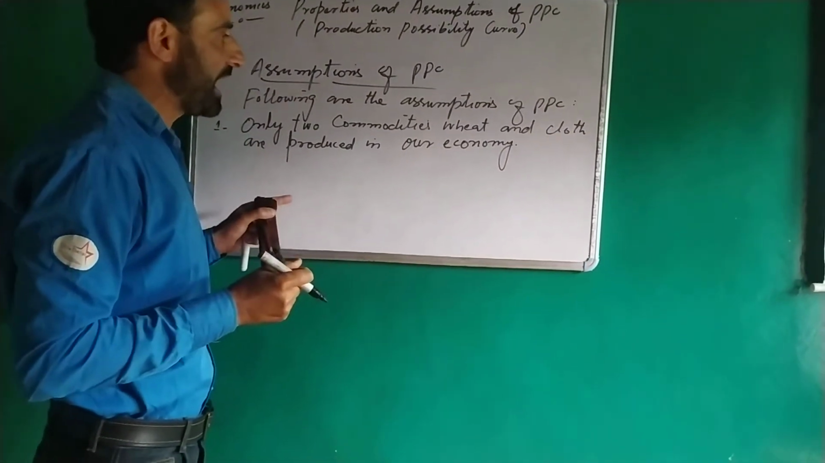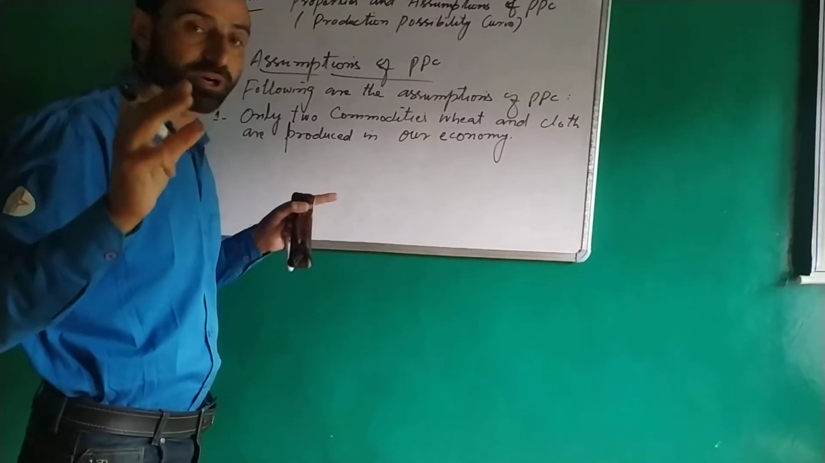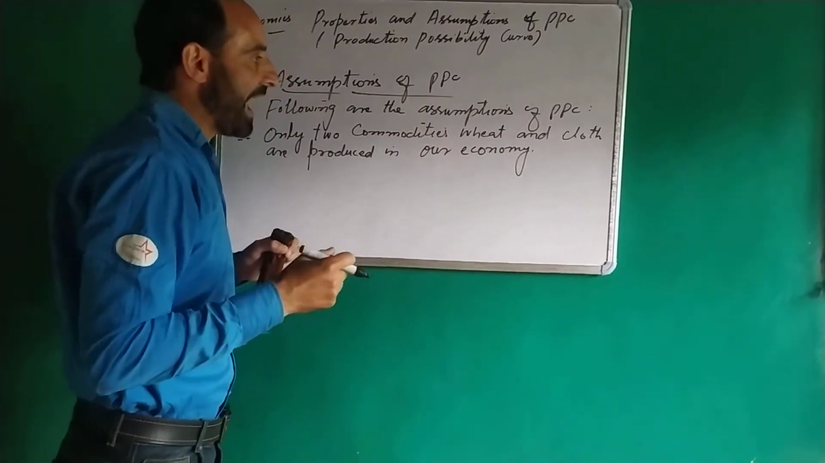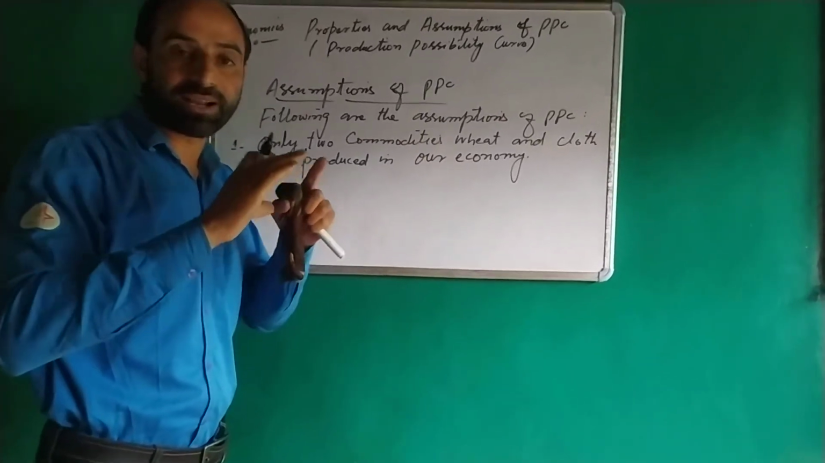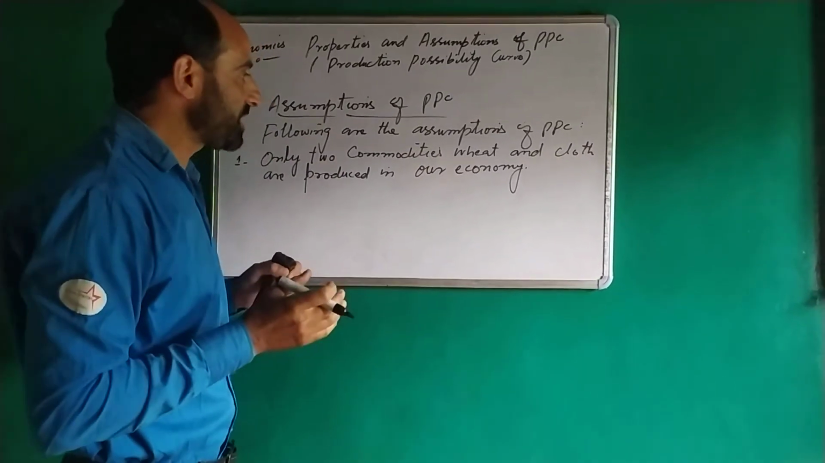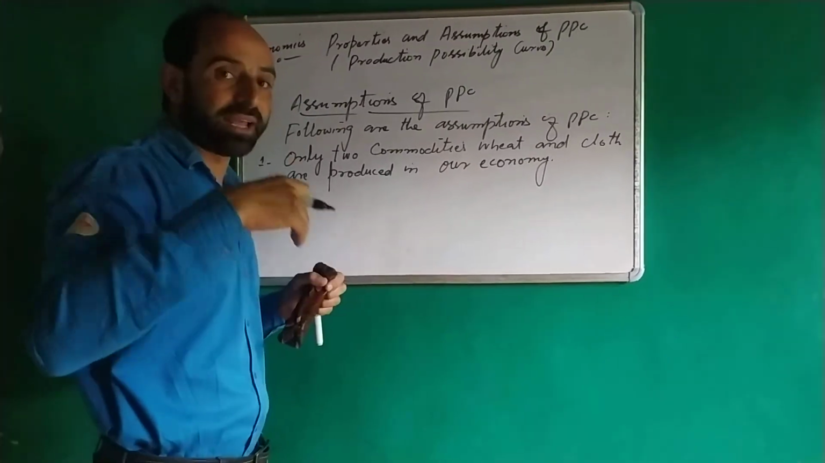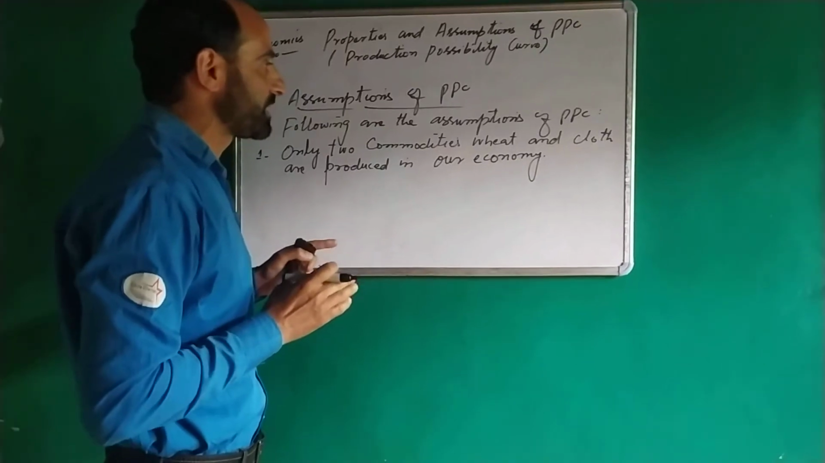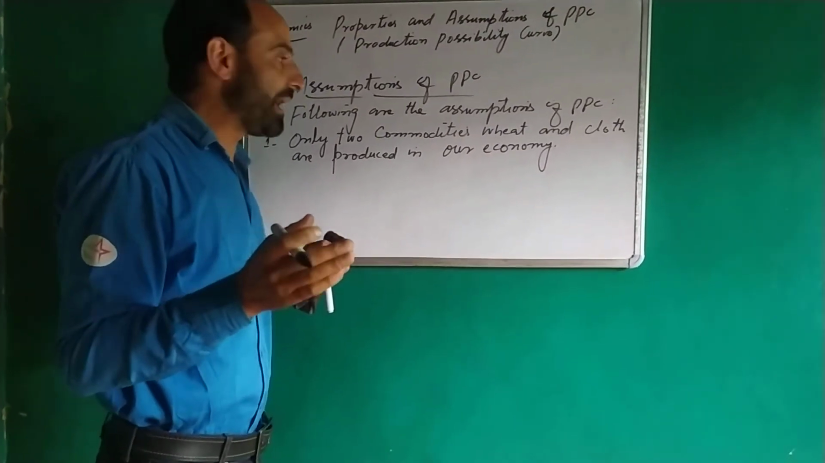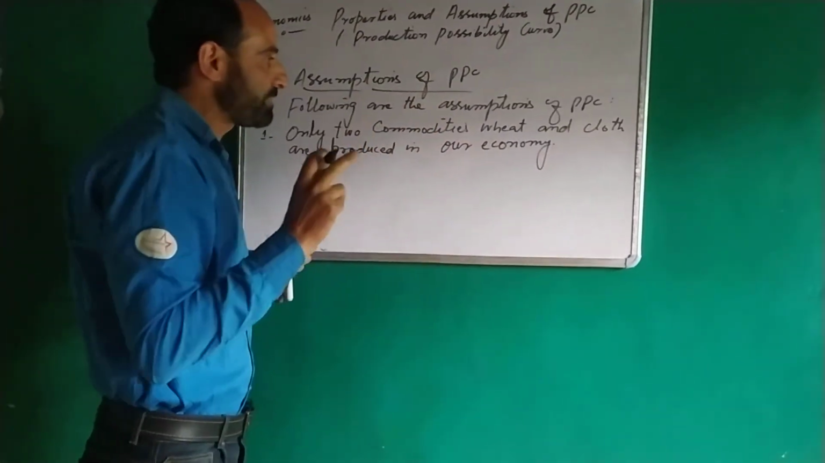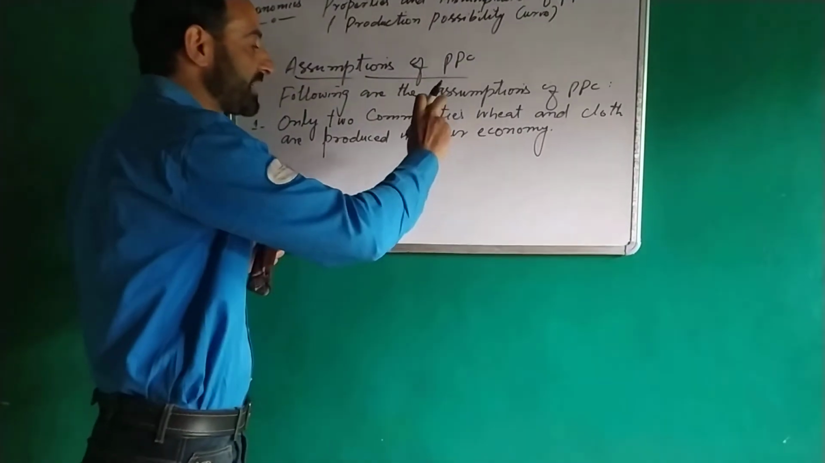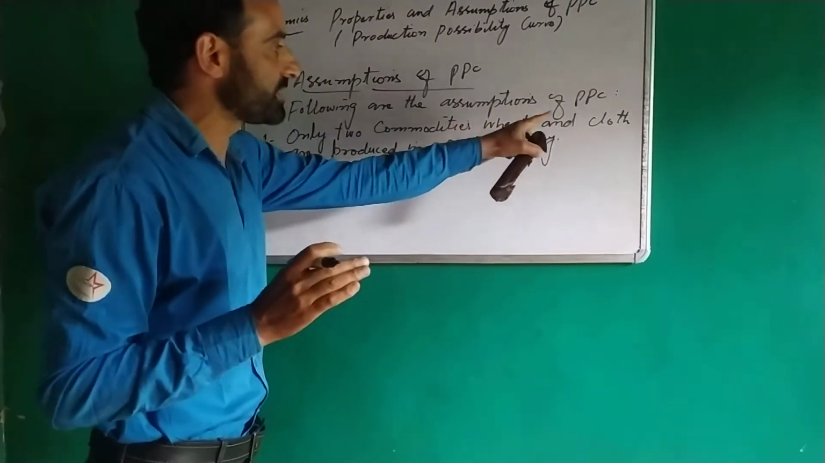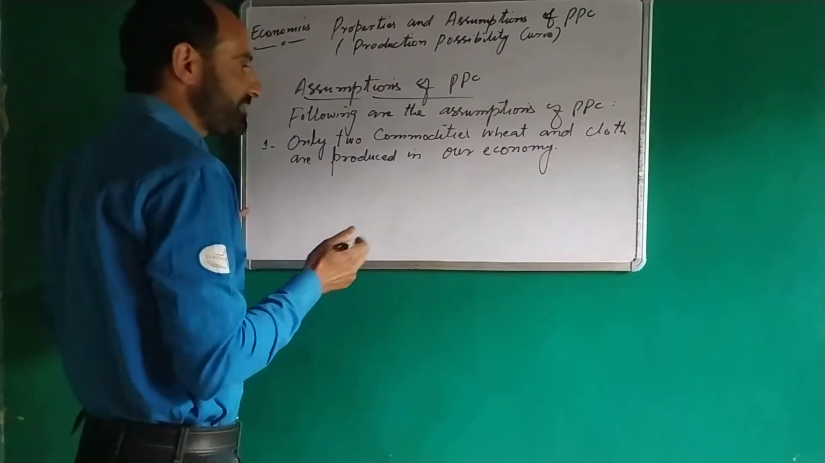We assume here that there are only two commodities which are produced in our economy, that is wheat and cloth. Actually, there are innumerable commodities which are produced in our economy. We cannot count these commodities. For simplification, for making our analysis simple, we assume here that there are only two commodities, wheat and cloth. This is the first assumption.